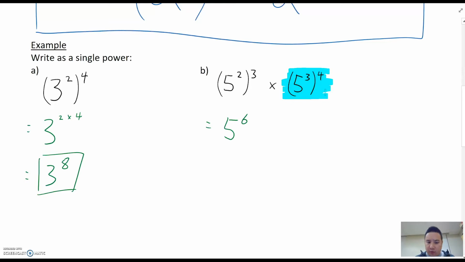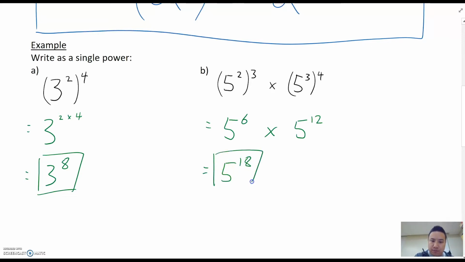Well, we know how to deal with that, right? We just multiply the exponents. So let's go ahead and do that. That's 5 to the power of 3 times 4 is 12. And these two things are being multiplied together. And if you remember from last time, we learned about this exponent law where if we're multiplying powers with the same base, that we can just add the exponents as a shortcut to get a single power. So this is going to be 5 to the power of, well, what's 6 plus 12? It's 18. And there you go. Okay, so that's exponent law number 3.